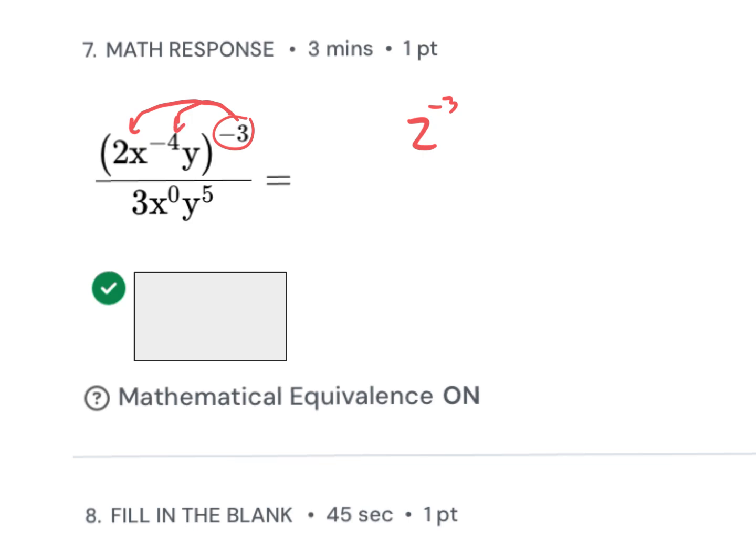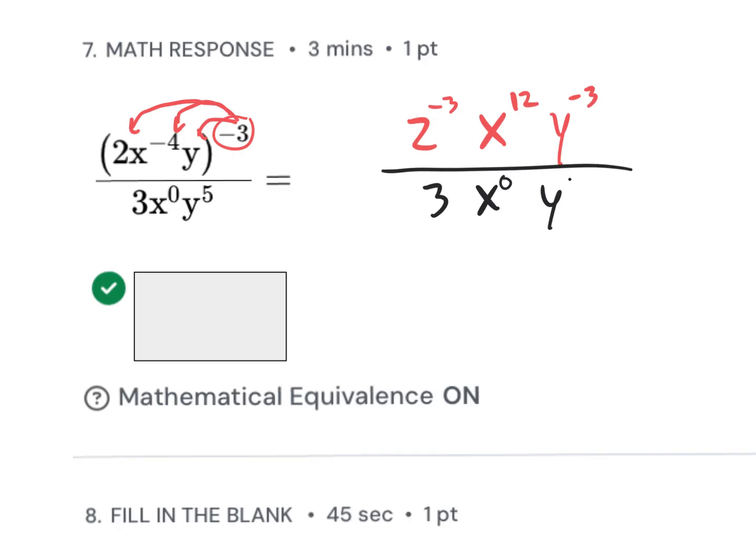Remember, a power to a power, multiply. So you have a negative 3 times negative 4. That's a positive 12. It's no longer negative. Put that negative 3 on the y. That'll be a y to the negative 3. And that's what you have up on top after distributing the negative 3. The bottom, I'm just going to leave it the same for a little bit. We got a 3, x to the 0, y to the 5th. Okay, so we applied one rule.